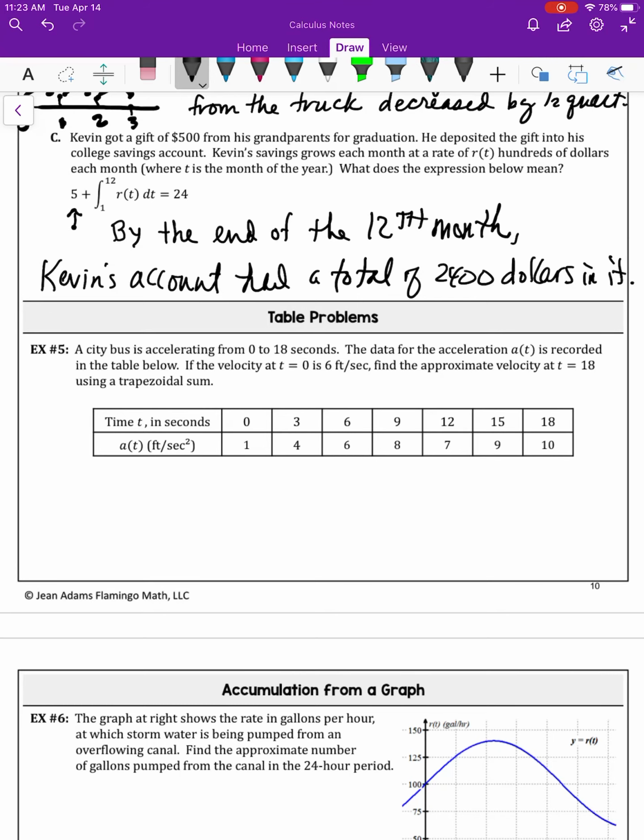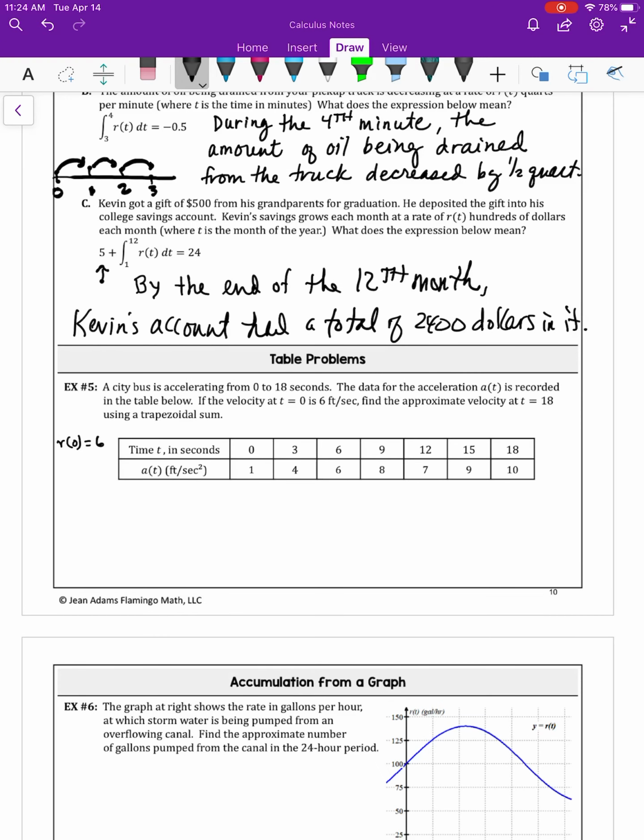Okay, so example number 5. A city bus is accelerating from 0 to 18 seconds. The data for the acceleration a of t is recorded in the table below. If the velocity at t equals 0 is 6 feet per second, find the approximate velocity at t equals 18 using a trapezoidal sum. All right, so we know that our v of 0 is 6.